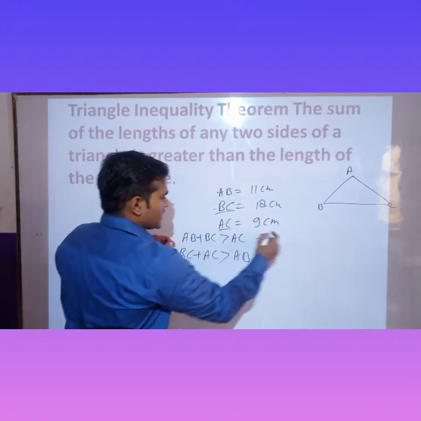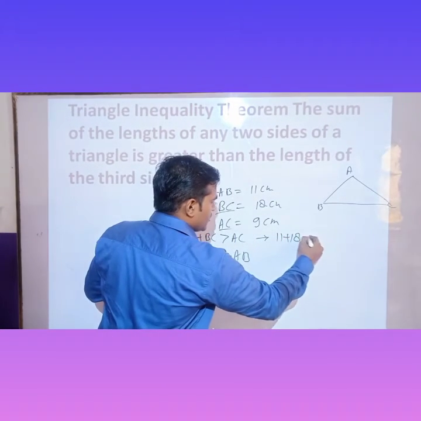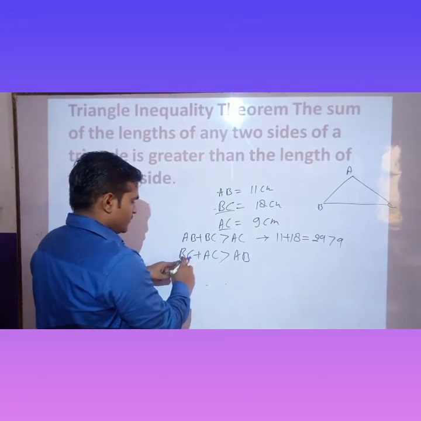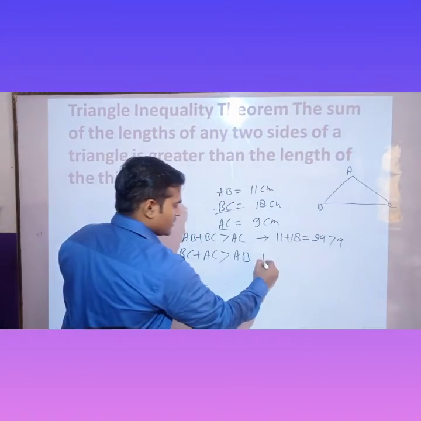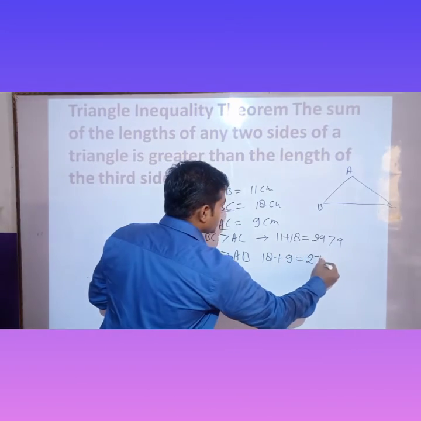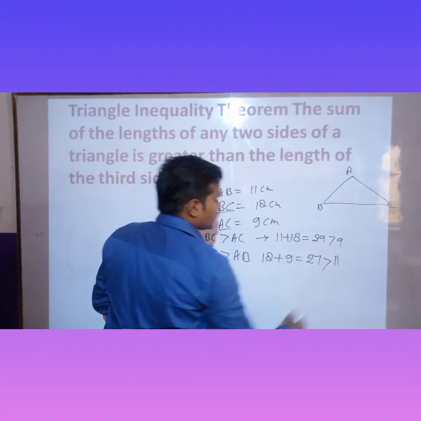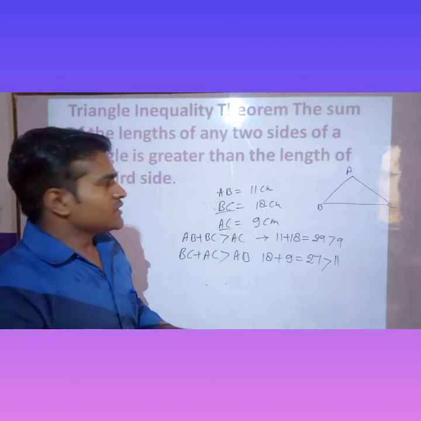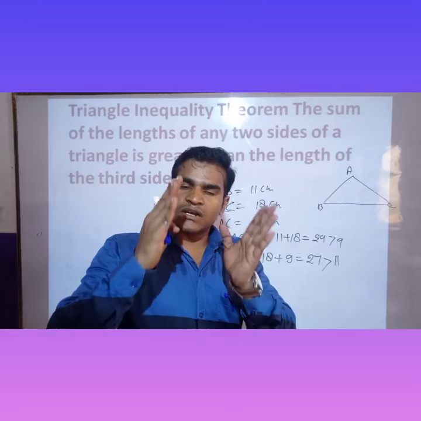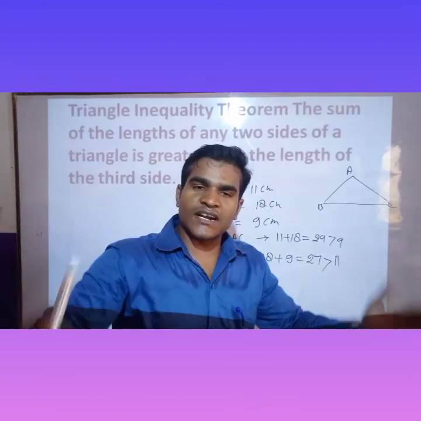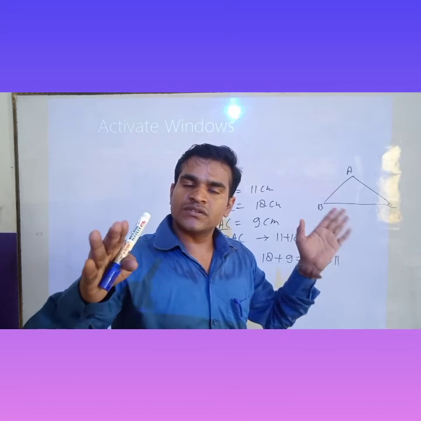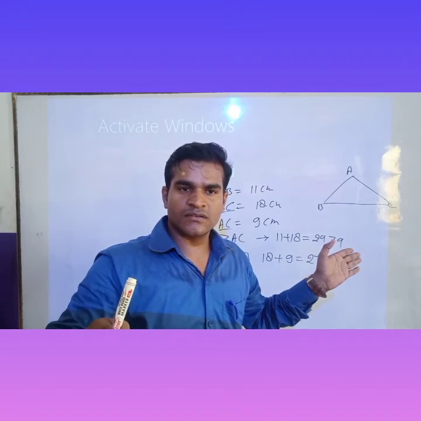AB plus BC, that is 11 plus 18, which is 29, greater than 9. And BC plus AC, 18 plus 9 is 27, which is greater than 11, which is AB. So children, the sum of any two sides of a triangle is always greater than the third side. That is the triangle inequality.